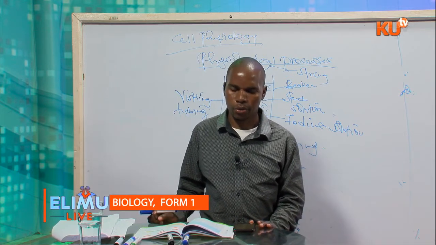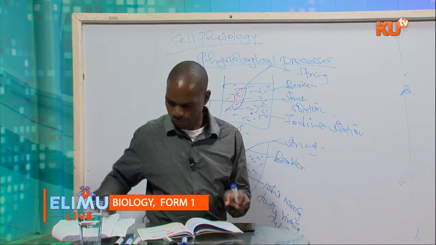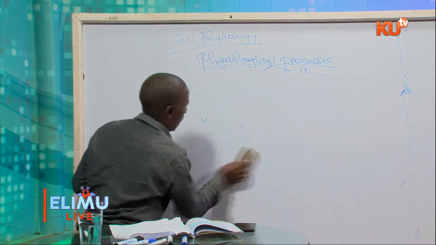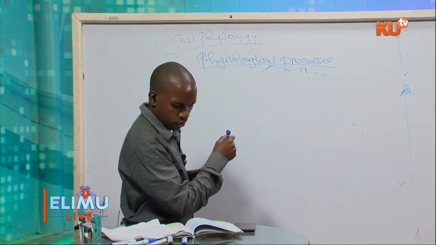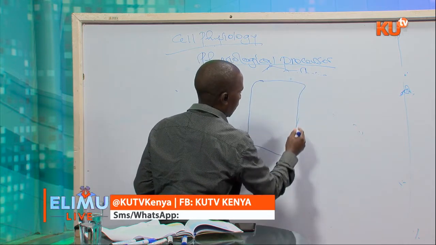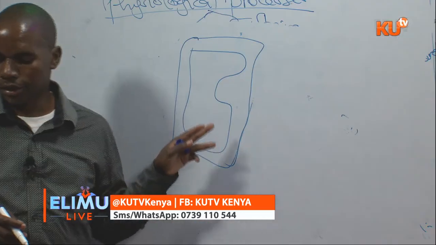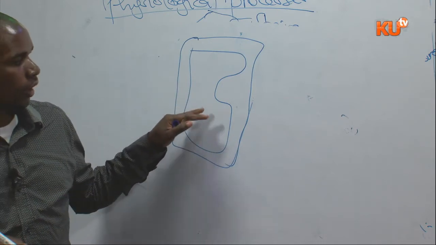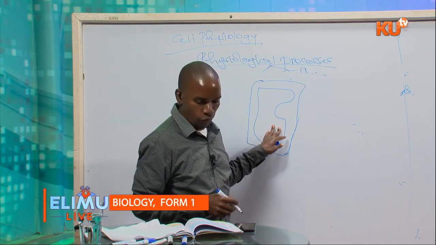Now, we are assuming we have a cell. A plant cell, let me be specific. We are assuming we have a plant cell here. This is the plant cell here. It is regular in shape. This is just an assumption. Now, you place this plant cell in a hypotonic solution. That's a solution that has more water. So this plant will be gaining a lot of water.